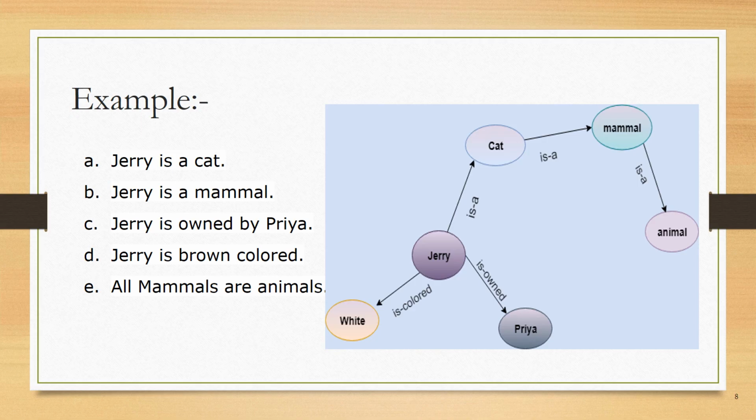Let us look at some examples of semantic network. We have five sentences, namely: Jerry is a cat, Jerry is a mammal, Jerry is owned by Priya, Jerry is brown colored, and all mammals are animals.